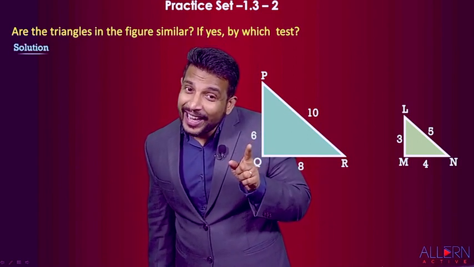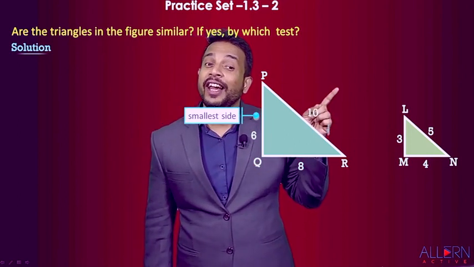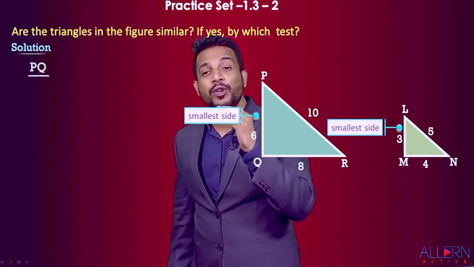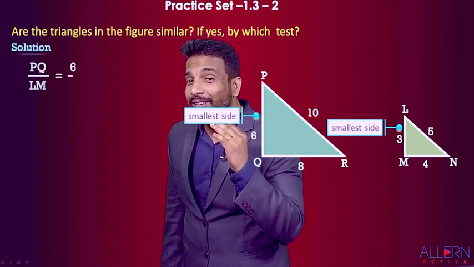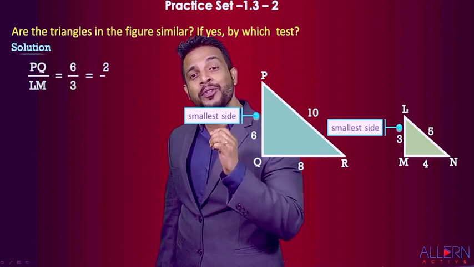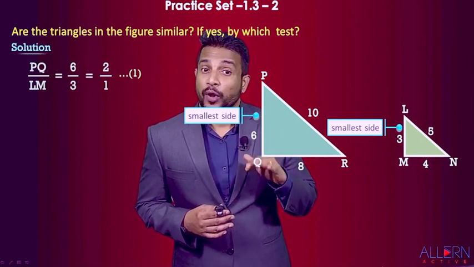Yes, take the smallest side here. Which is the smallest side in triangle PQR? It is PQ. And which is the smallest side here? The smallest side is LM. So take the ratio of PQ and LM. So we get PQ upon LM is equal to 6 upon 3. And when you cancel it, 3 ones are 3, 3 twos are 6. That means you get 2 upon 1. And that's the result number 1. Easy. Now, smallest is done.